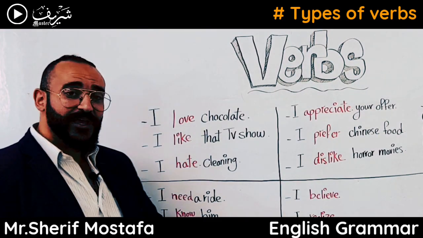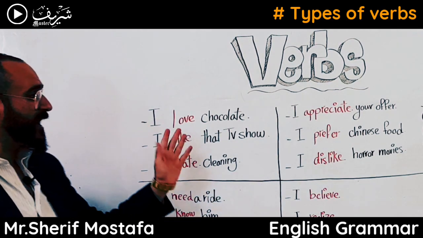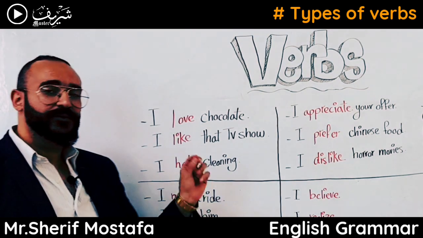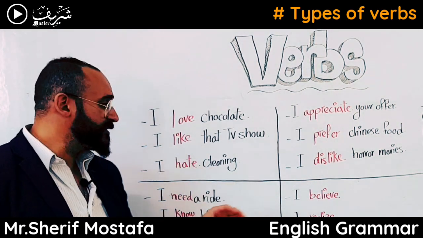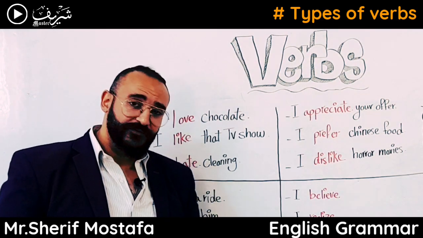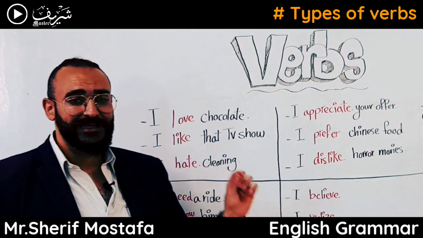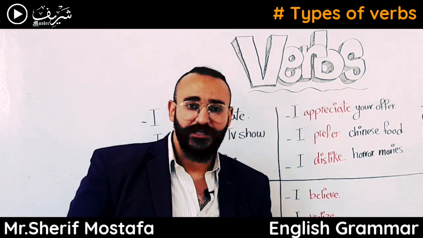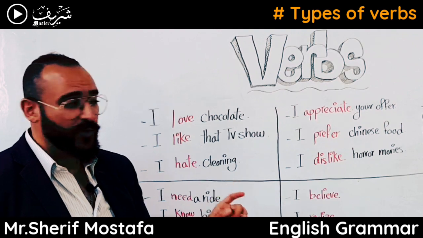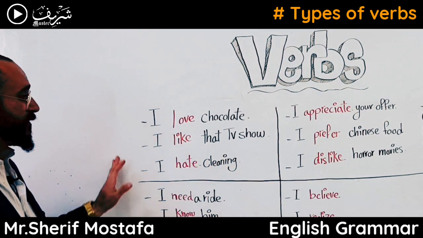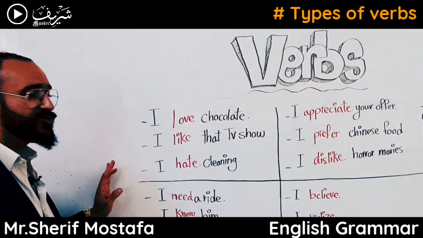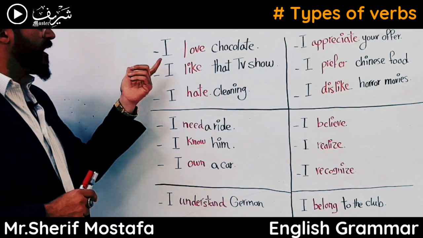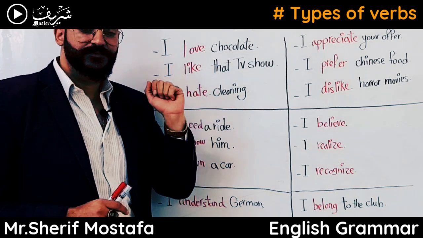Okay, as you can see here on the board, we have two columns with the most common stative verbs. And as I've told you earlier, stative verbs refer to states or conditions, which is different from the dynamic ones. So I'm going to read those examples for you, and I would like you to repeat after me, please. Okay? So let's start with: I love chocolate.